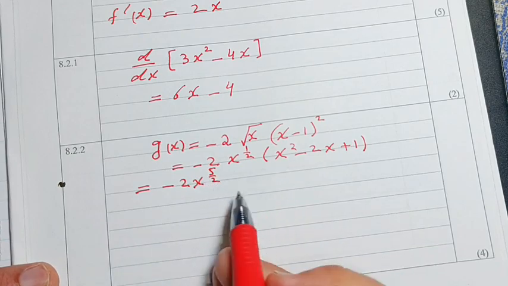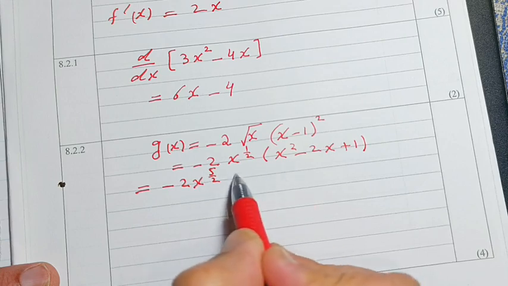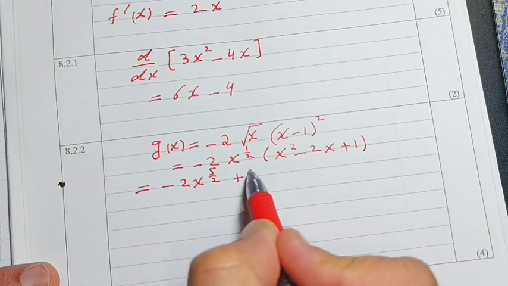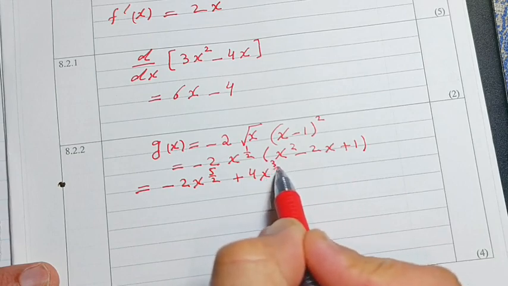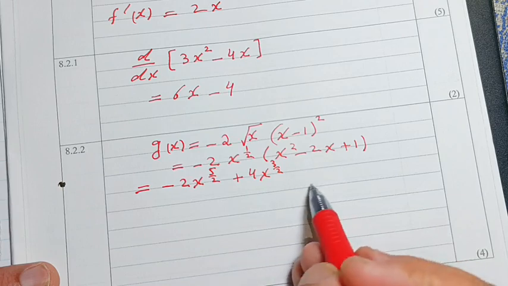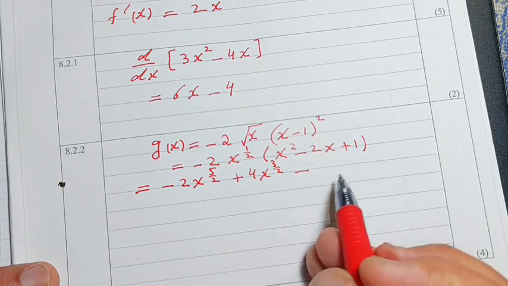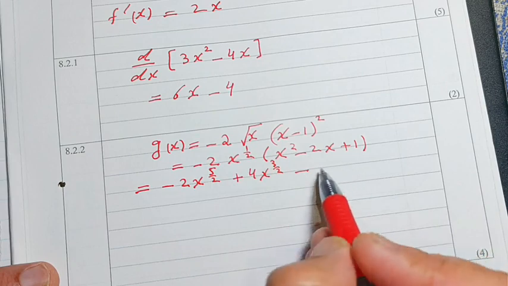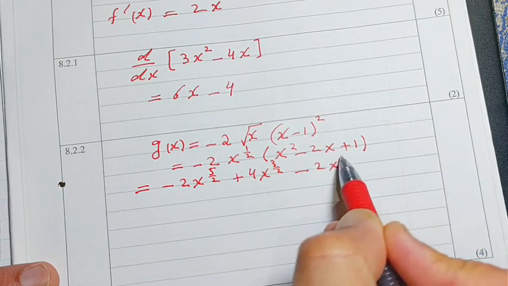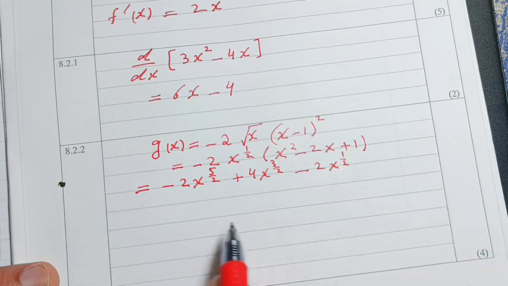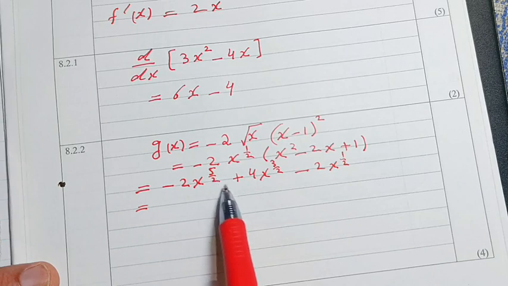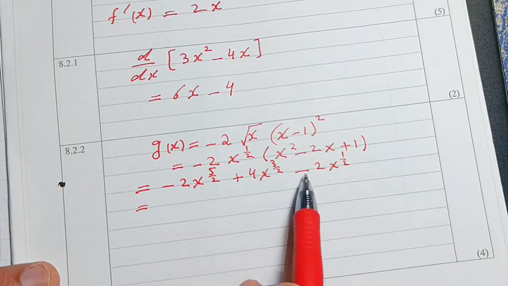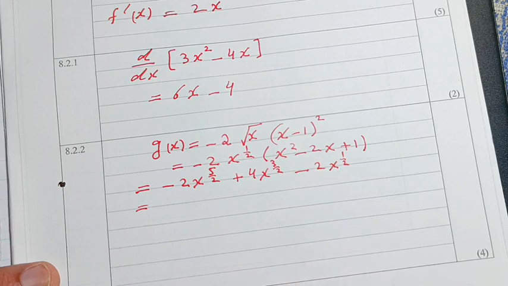Now, negative becomes positive, 4x to the power 1 over 2 plus 1 is 3 over 2. Now minus negative and positive, negative 2x to the power 1 over 2. Now have a look here: negative 2x to the power 5 over 2 plus 4x to the power 3 over 2 minus 2x to the power 1 over 2.